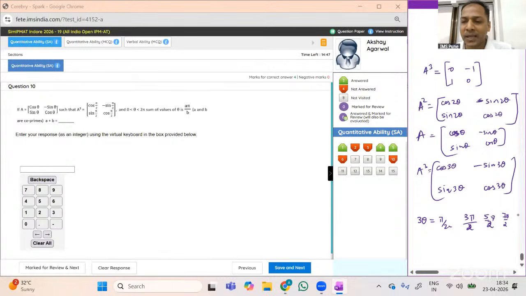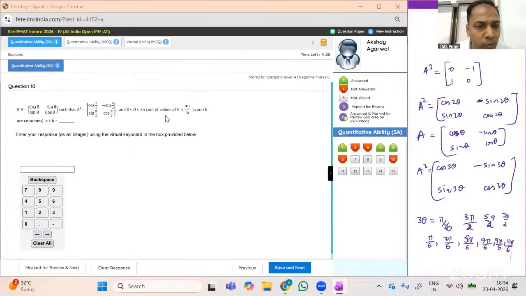So yeah, basically we know theta will be pi by 6, or 3 pi by 6, that's pi by 2, or 5 pi by 6, or 7 pi by 6, or 9 pi by 6, or 11 pi by 6. These are the 6 values that theta could have.